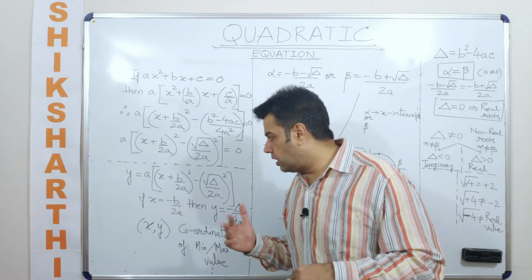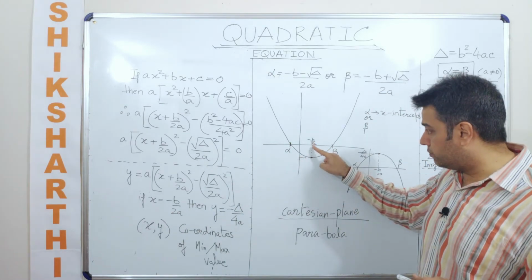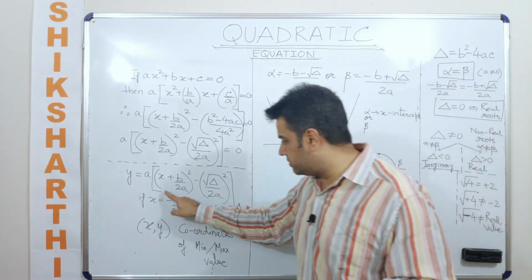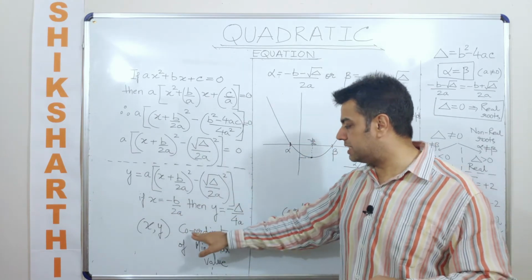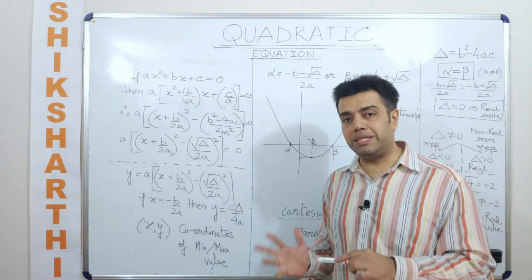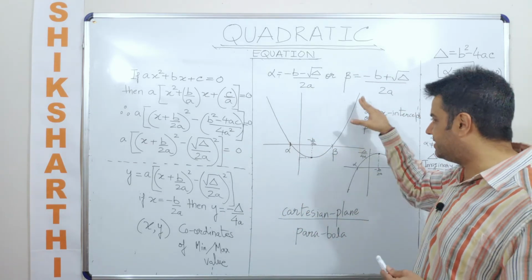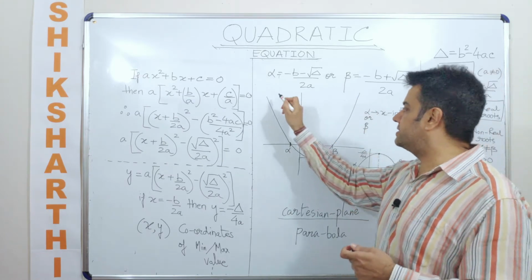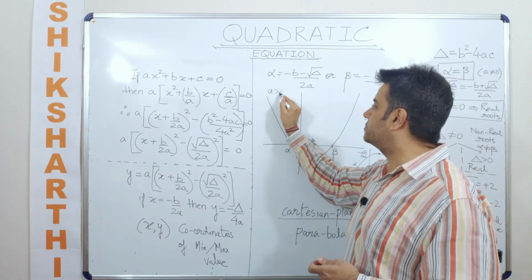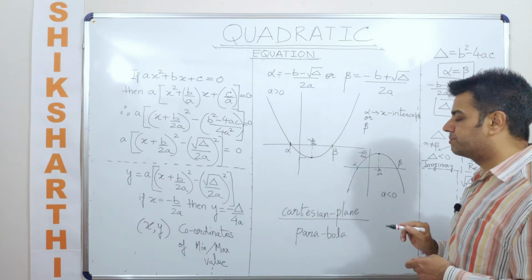Right? So now from here I'll be able to say that the values I'm getting here are what? This is the value of x, and this is the value of y. So these are the coordinates of the minima or maxima, and the minima or maxima is decided by the nature of the graph. For example, this is the graph I draw when a is greater than 0, and this is the graph we draw when a is less than 0.